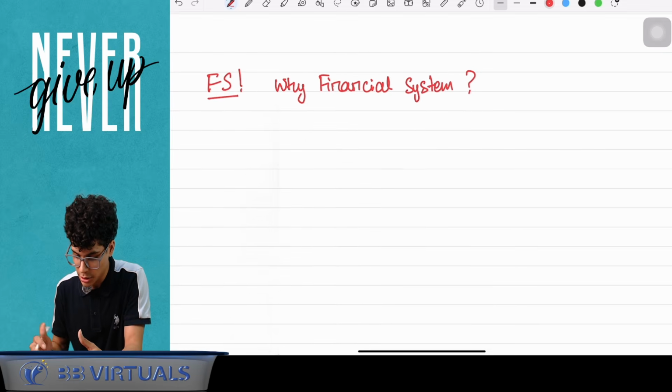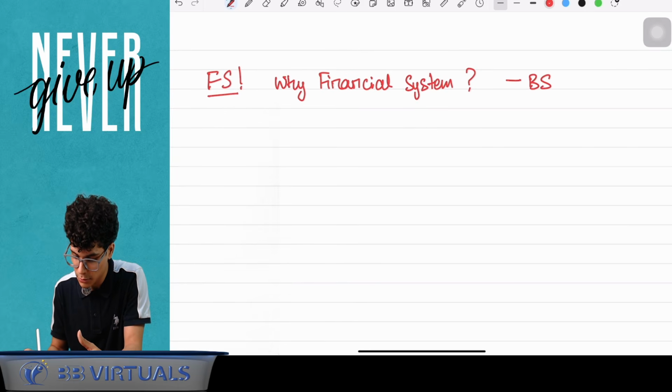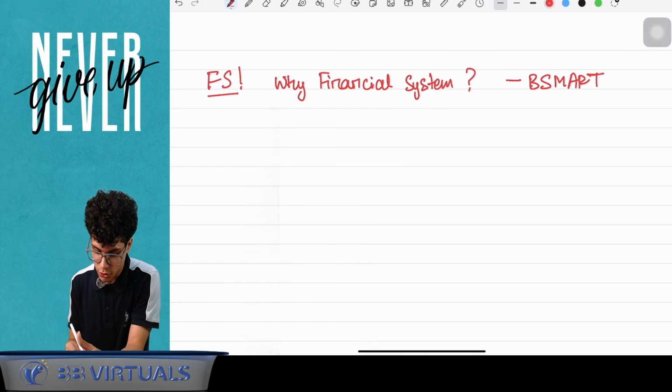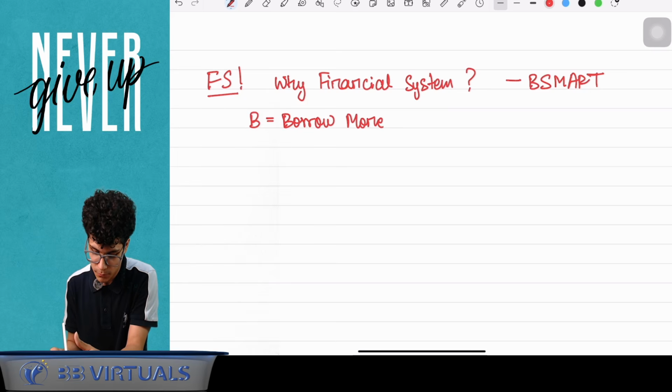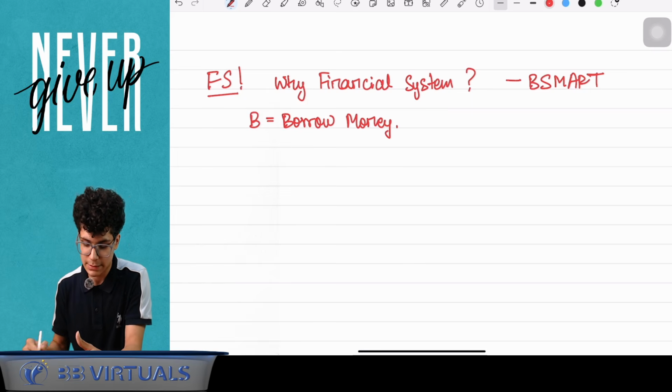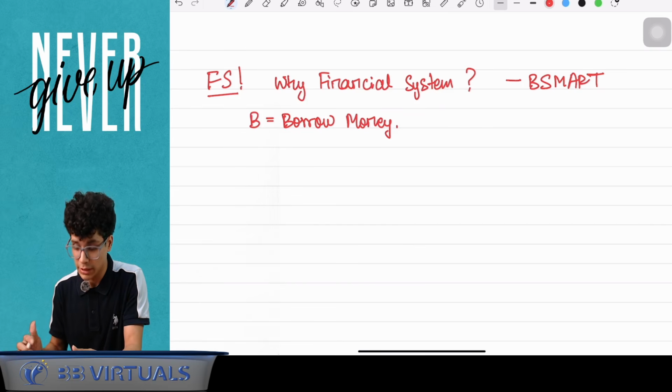We need a financial system to be smart. What do we need a financial system for? To be smart. B means to borrow money. We want to access this financial system so that we can borrow money.